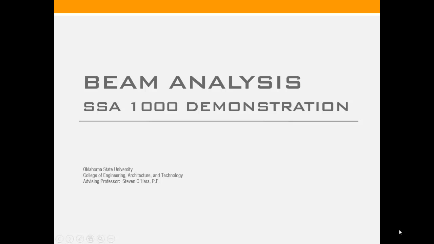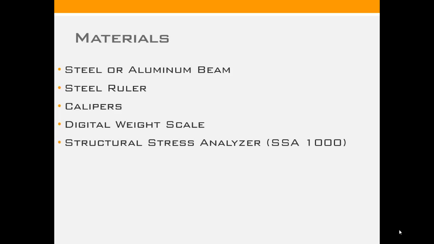Today I'll be going over beam analysis using the SSA 1000. You'll need the following materials for this project: a steel or aluminum beam, a steel ruler, calipers, digital weight scale, and the SSA 1000.